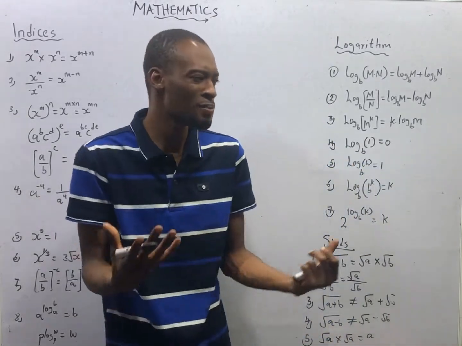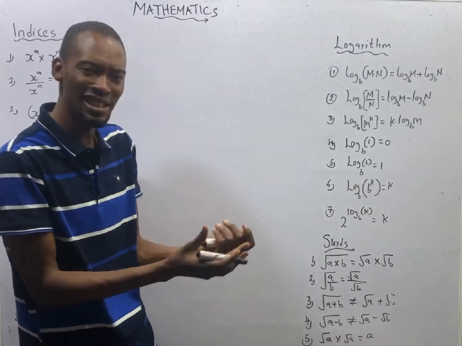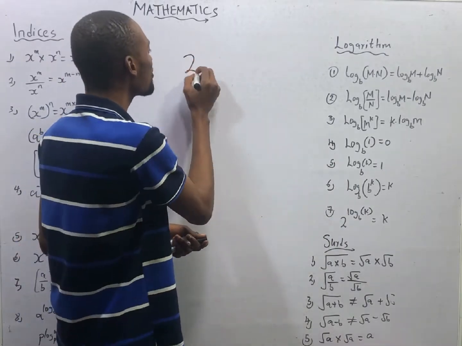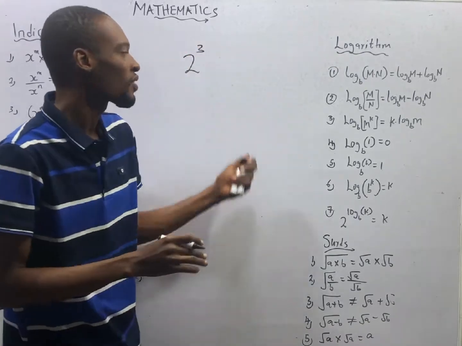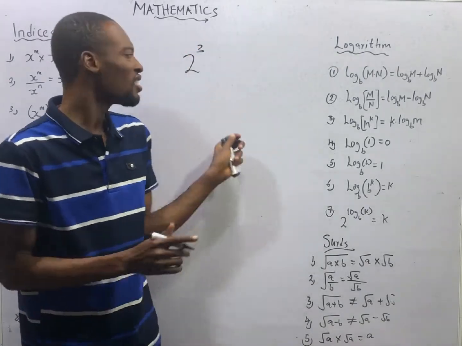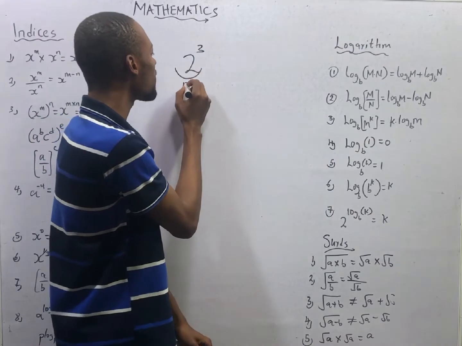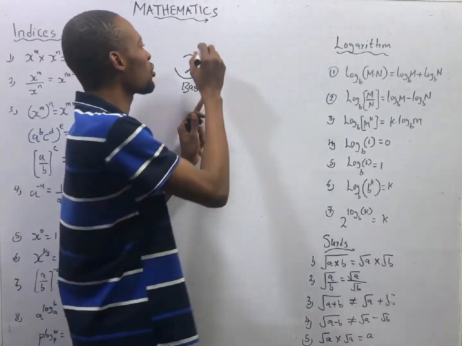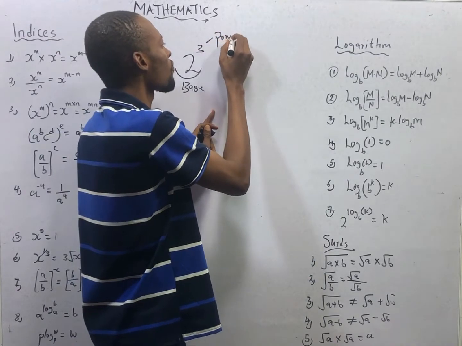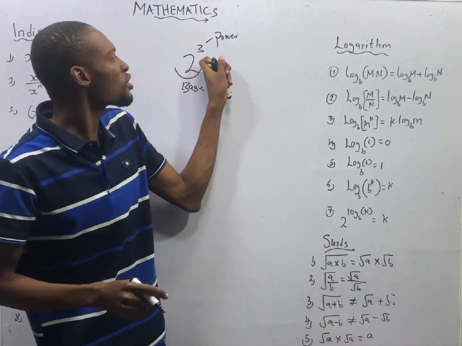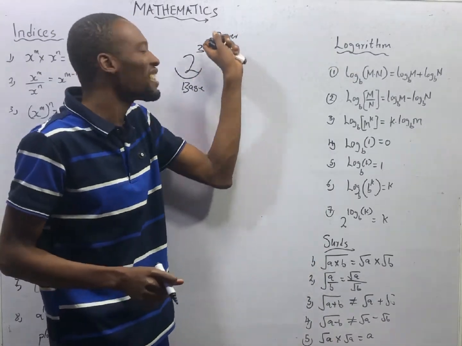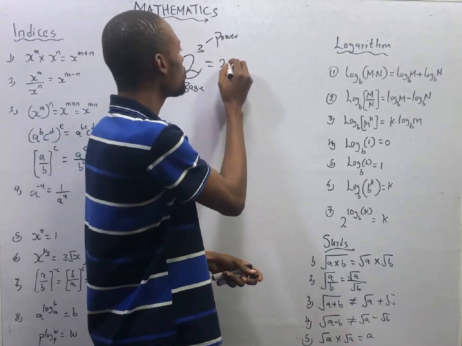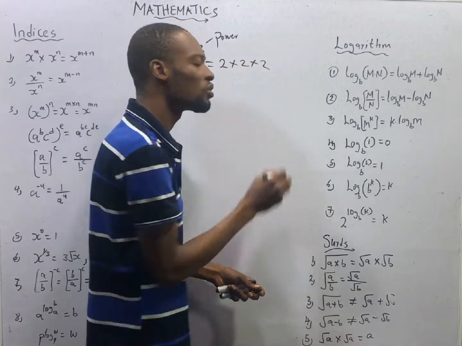Indices represent power. When you speak of index, you are talking about power. If I say 2 raised to the power of 3, this is an indices. This number here is referred to as the base, and the number at the top is referred to as the power. 2 raised to the power of 3 means multiply 2 three times. This is the same thing as 2 times 2 times 2.